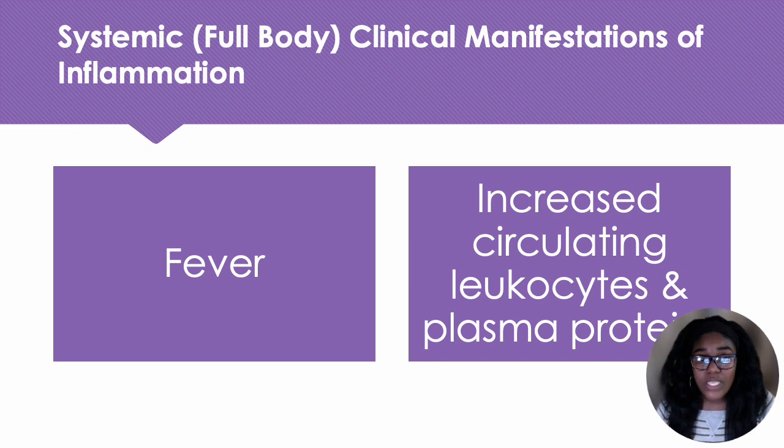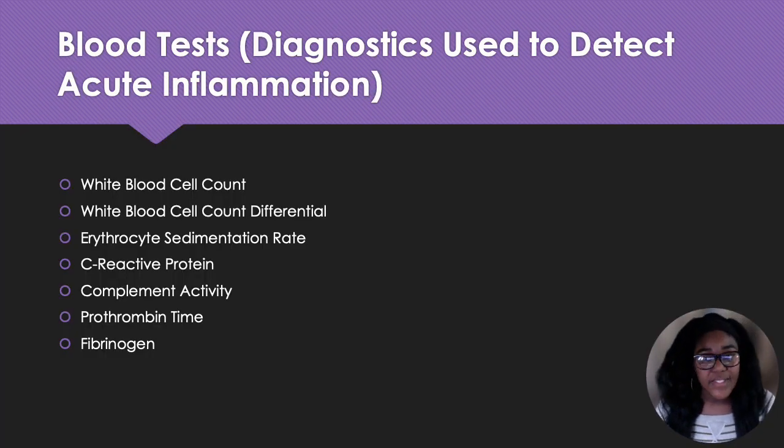And then you'll also see increased circulating leukocytes or plasma proteins. A lot of this section would come from your blood tests or diagnostics used to detect acute inflammation. Okay, so here are our diagnostics or blood tests used to help detect acute inflammation and the response thereof. So we have the white blood cell count and the differential, and across the board, if you see an increase in your white blood cell count, that means there is some sort of infectious process going on and the body is developing more white blood cells to help fight off that infection.